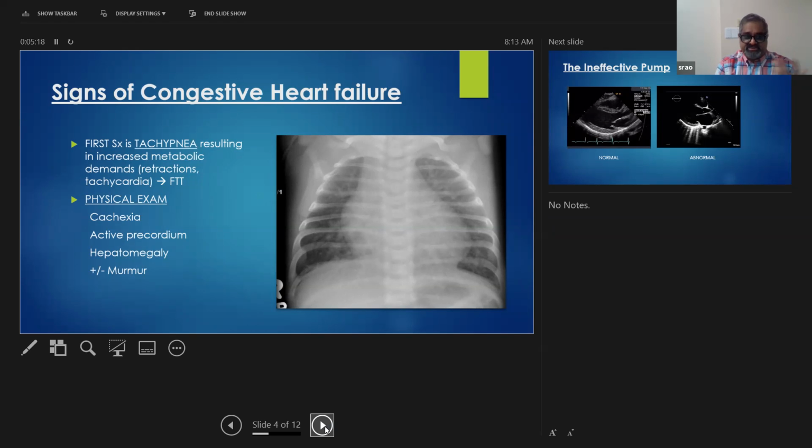And the reason is because it's an inefficient pump rather than an ineffective pump. And of course, with physical examination, you're going to see cachexia, an active precordium, and of course hepatomegaly, plus or minus the murmur. The reason I say plus or minus is that oftentimes you don't have a murmur with this, because it's a very large defect. For you to get a heart murmur, you have to have some changes in pressures.